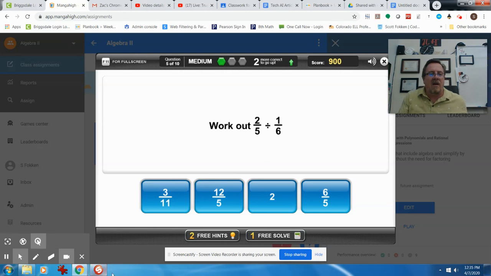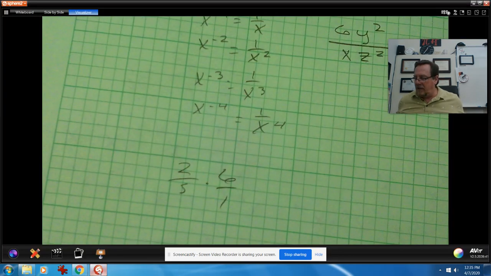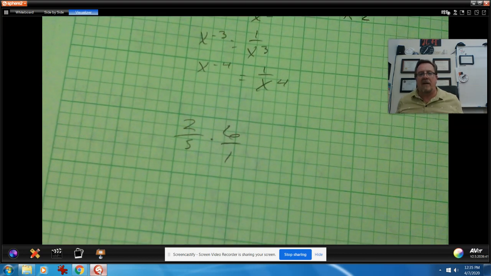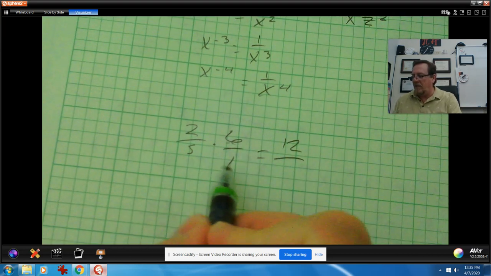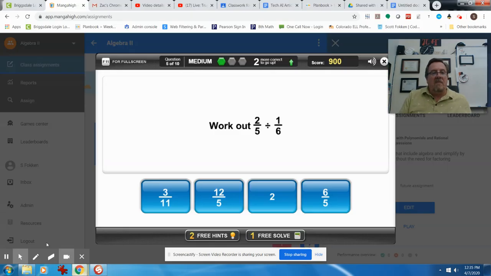Let me show you what I mean. You got to flip that over, right? So you have 2/5 divided by 1/6. You're going to have to use the keep it, change it, flip it idea. Which is going to be 12, because 2 times 6 is 12. 5 times 1 is 5. So it must be 12/5.